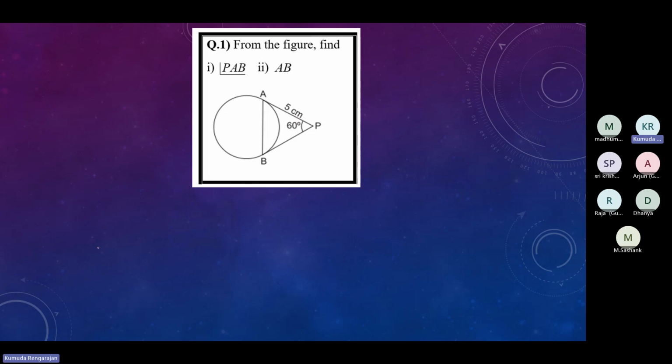So find angle PAB. Since PA equals PB, tangents from the external point P to the circle are equal. So PAB is an isosceles triangle. PA is equal to PB, so this angle is equal to this angle.